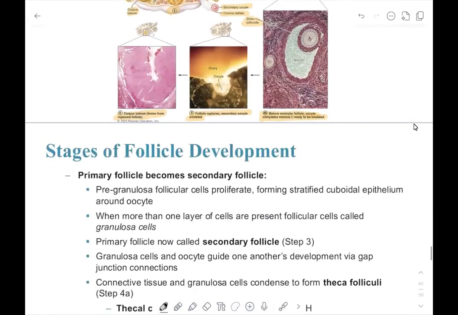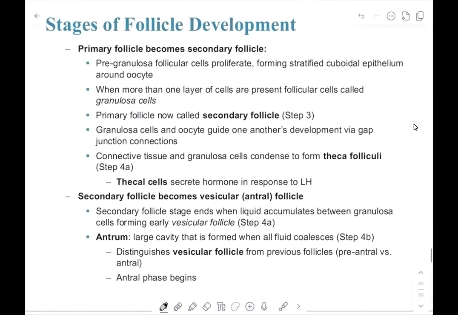So let's look at the stages of follicle development now. This kind of reviews what we've talked about now, but the primary follicle becomes that secondary follicle. So it's not too important that you remember exactly what the histology is, but there's more and more cells. So the primary follicle is now called the secondary follicle, and stage 3 is the previous slide we just looked at. And there are cells that secrete hormones in response to LH.